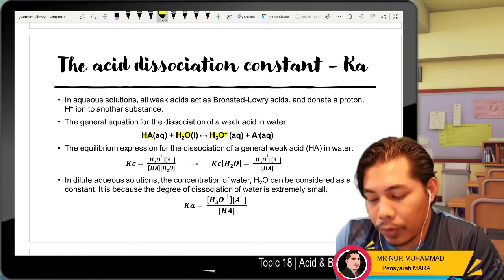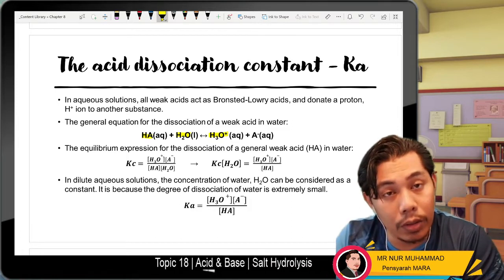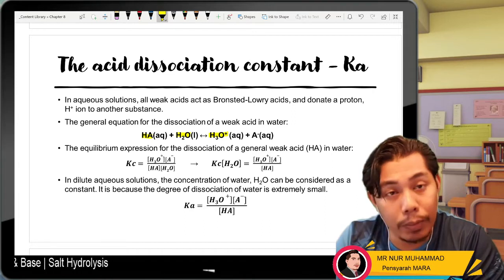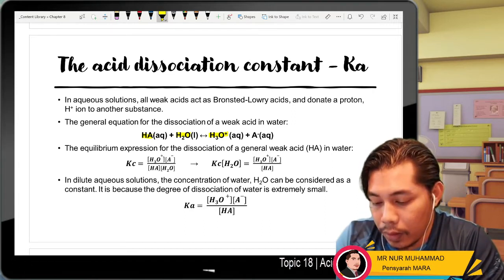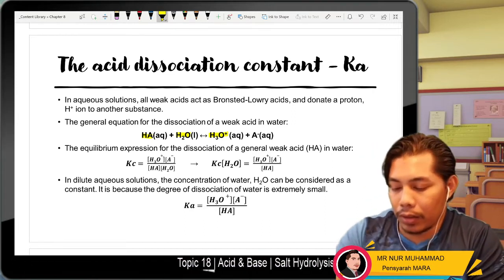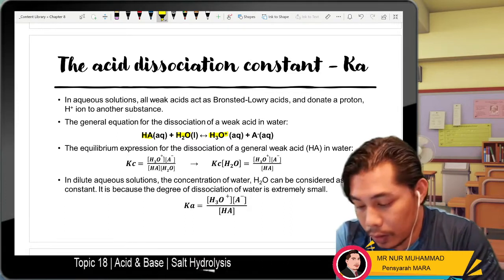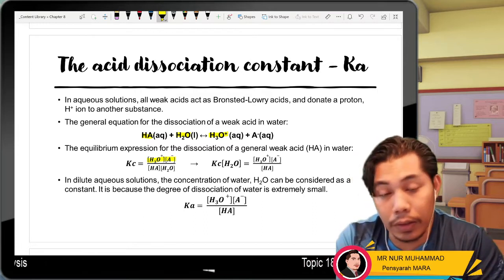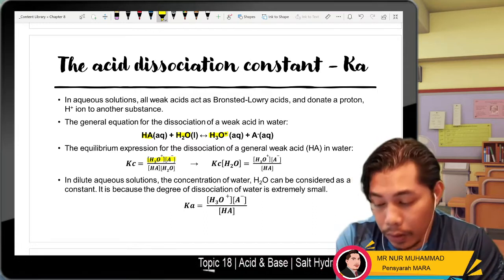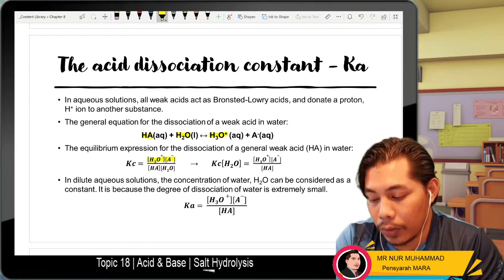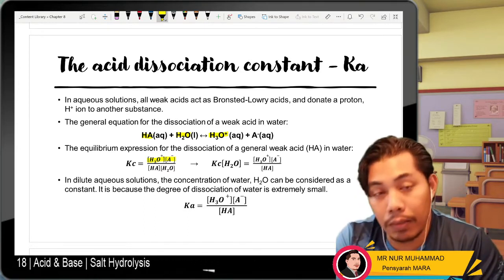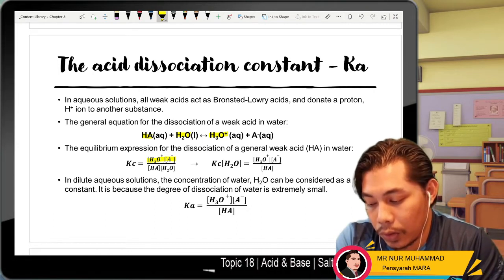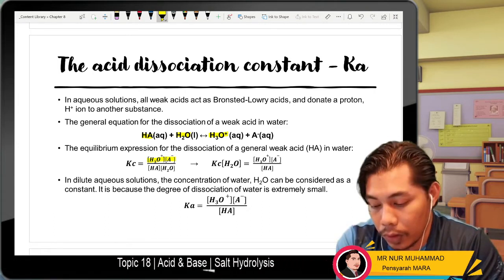From this general equation of dissociation of acid, we can come out with the equilibrium expression. The expression is the concentration of hydronium ion times the concentration of A minus, the conjugate base, divided by the concentration of acid HA times the concentration of water. So this is the equilibrium constant.